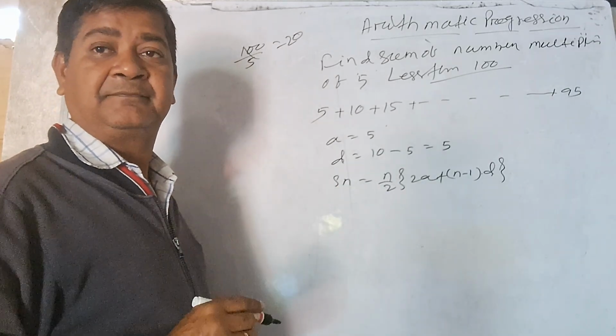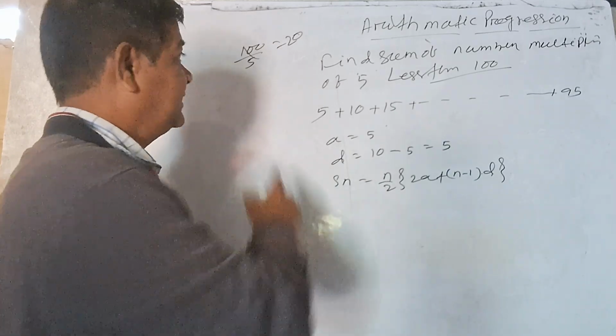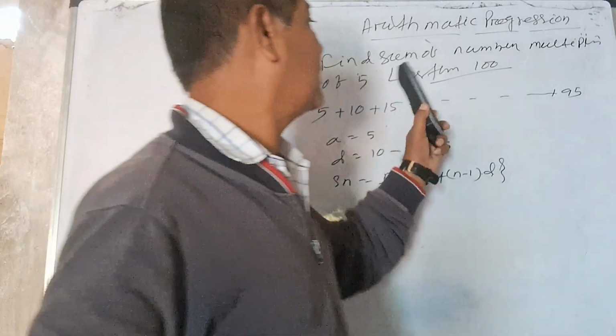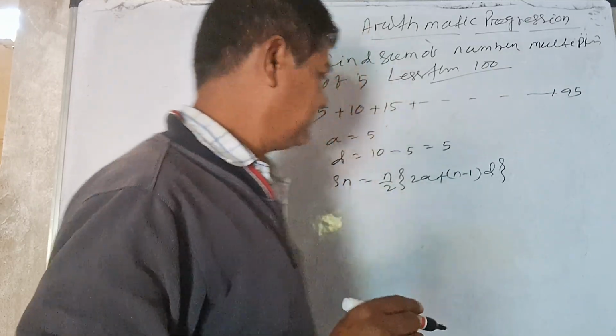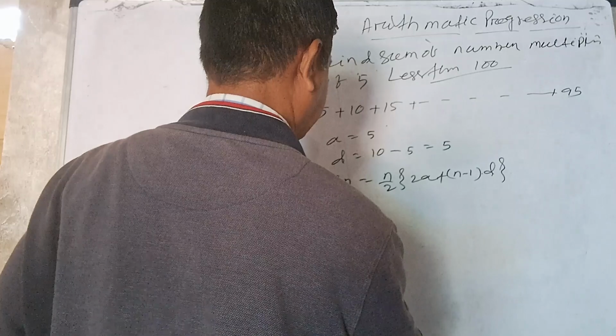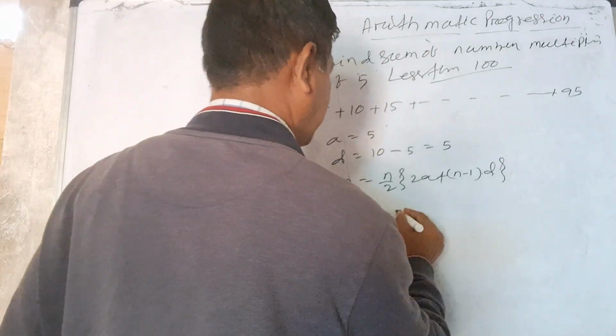1 to 100, but less than 100 means there are 19. There are 19 multiples of 5 less than 100. That means n is equal to 19. S19 equals n by 2.